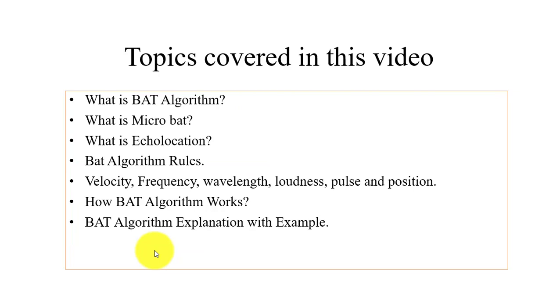As for introduction, we have BAT algorithm, what is microBAT, what is echolocation, certain rules for BAT algorithm, and what is frequency, wavelength, loudness. You can see this in part 1 in more detail. So in this video we will focus more on example. If you want to learn the basic, then go through part 1. So you can see this. So we will try another example here for explanation. So let's see this algorithm step by step.